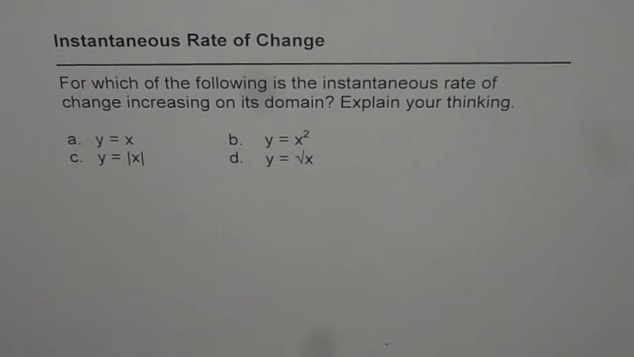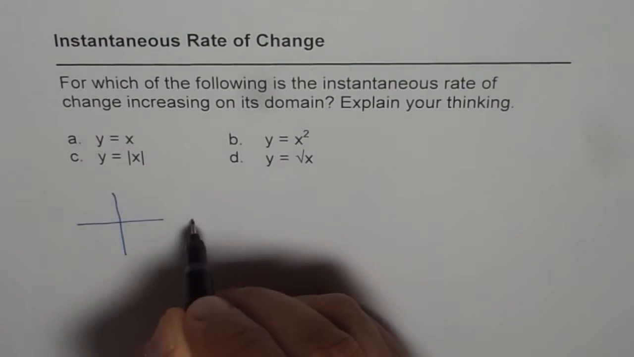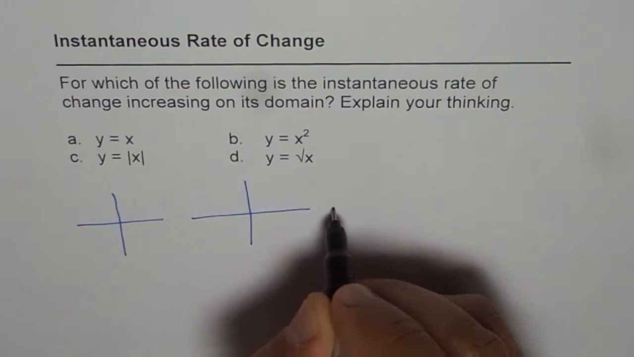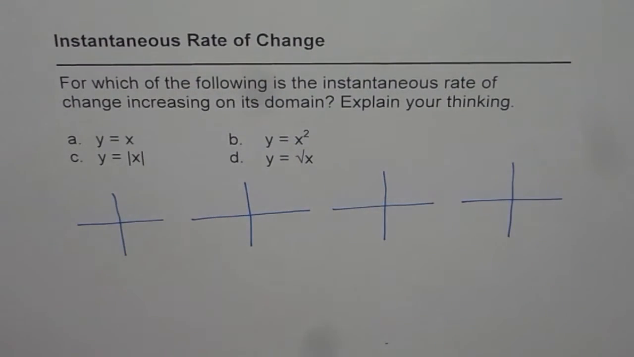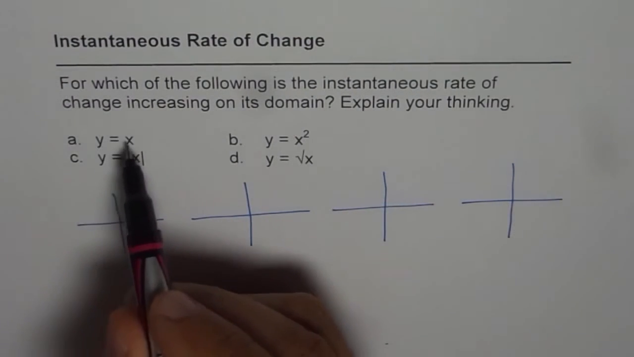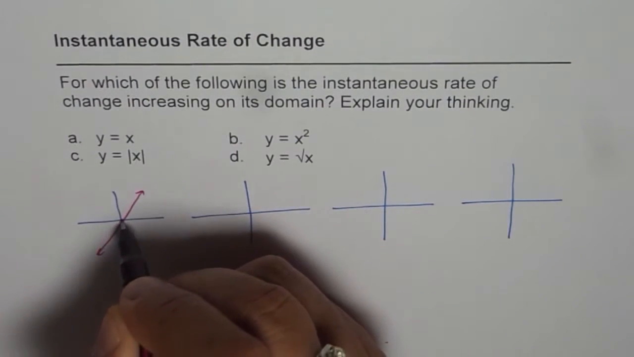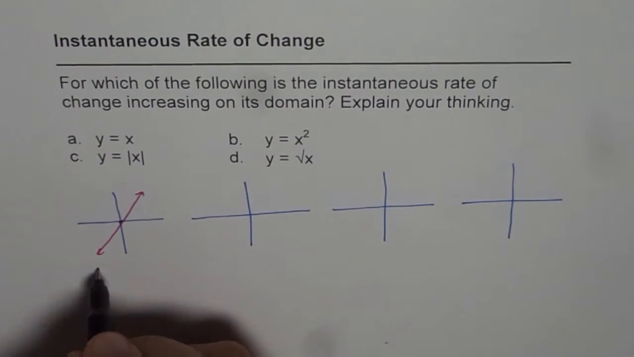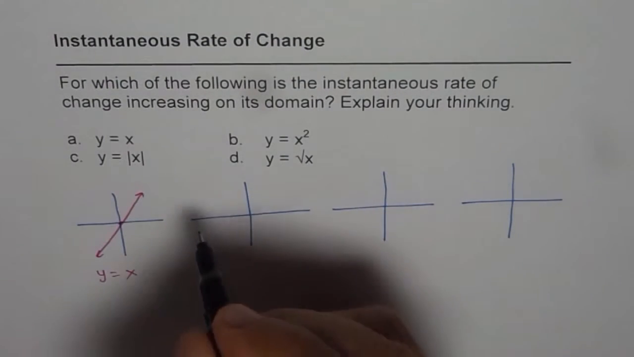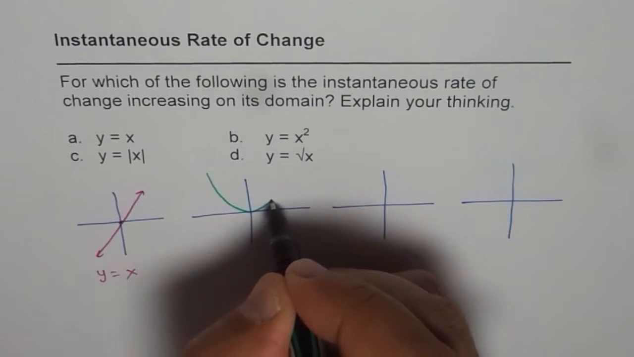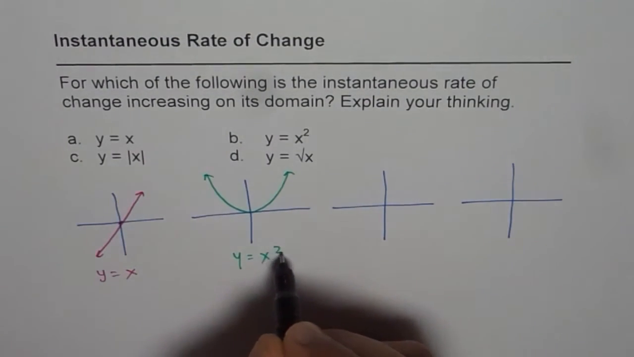change changing. So let's draw them one by one, and then we will discuss. So let's draw four functions here. The first one is y equals x, which is a straight line diagonally going across through the origin, right? So that is y equals x. Now the second one is y equals x squared, so it's a parabola which is kind of like this, right? That is y equals x squared.